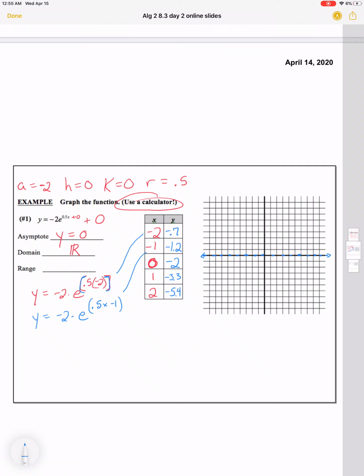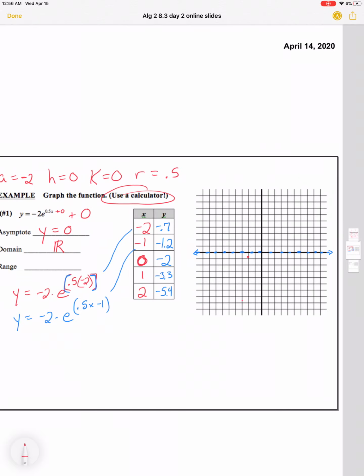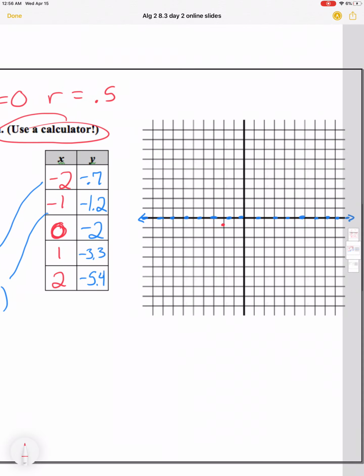And then when we graph this, it would be -2, change colors, -2, -0.7, be right about there. -1, -1.2, 0, -2, 1, -3.3, and then 2, -5.4. So your graph is going to come from down here.